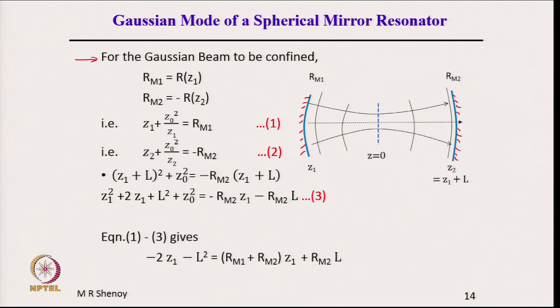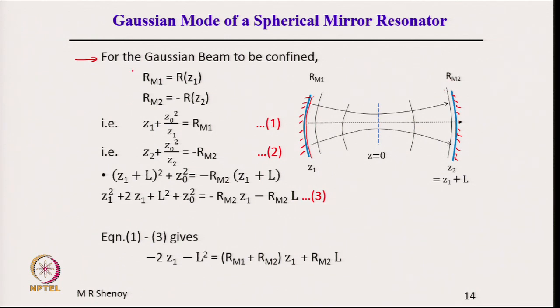Therefore, as per the earlier discussion, the radius of curvature of the wave front here must fit the curvature of the mirror, which means if the mirror is concave, the wave front must also be concave. Therefore, R m 1 must be equal to R of Z 1. R m 2 here at the other end must be equal to minus R of Z 2, because here it is a diverging beam with a convex wave front. We must have a concave mirror which fits it, and that is why we have these two conditions.